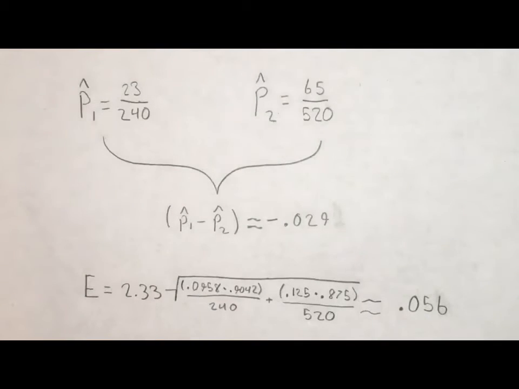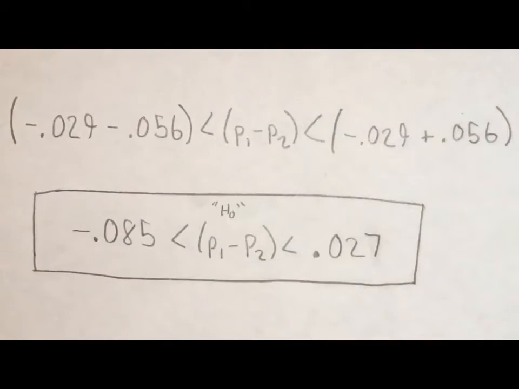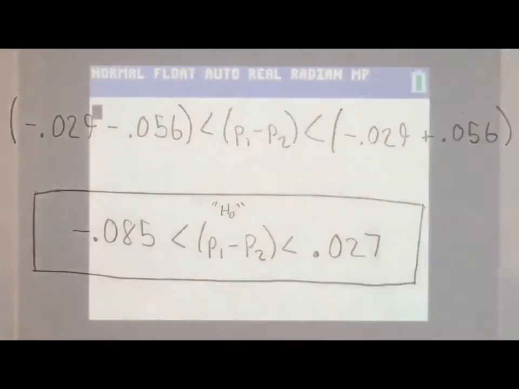After plugging in our values into the formulas, we will find out that the difference between our population proportions from both samples is approximately negative 0.029, and our margin of error is approximately 0.056. Then we can plug in these values into our confidence interval formula to construct the confidence interval, and we will see that the lower boundary is negative 0.085 and the upper boundary is 0.027.